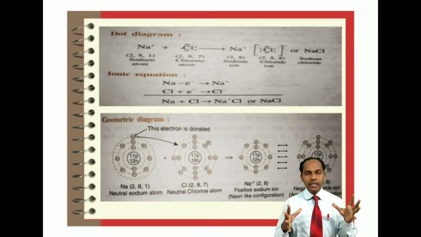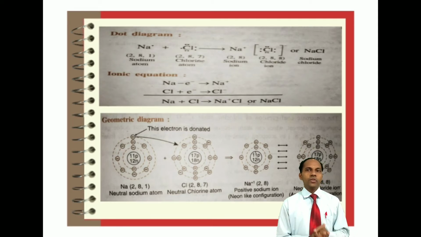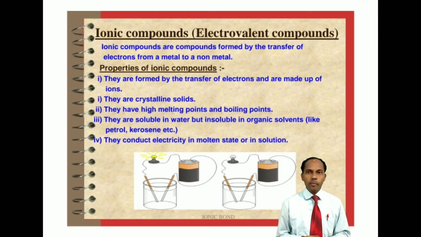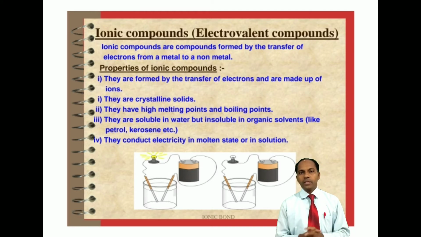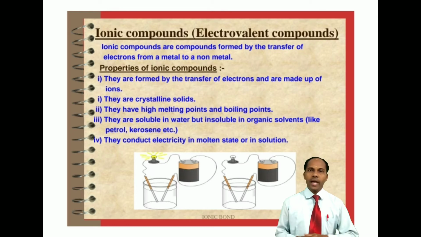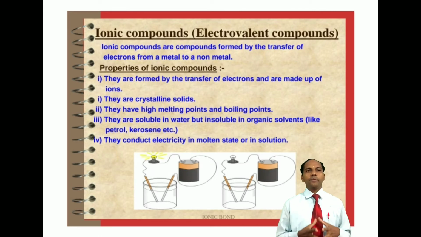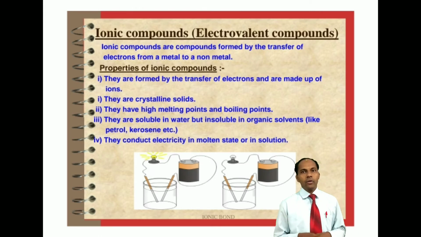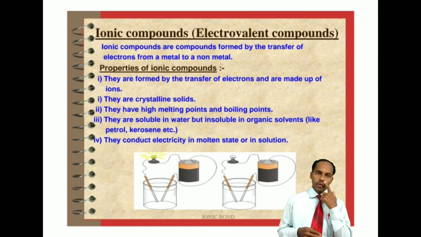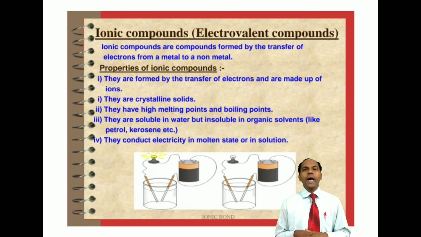So that is the formation of the sodium chloride compound, and that is the ionic compound. Now the question is, what is an ionic compound, or what is an electrovalent compound? Ionic compounds are called electrovalent compounds because electrons are exchanged. And why is it called an ionic compound? Because ions are formed. So ionic compounds are compounds formed by the transfer of electrons from metals to non-metals. The compounds which are formed by ionic bonds are called ionic compounds. The bonds are called ionic bonds and the compounds are called ionic compounds.